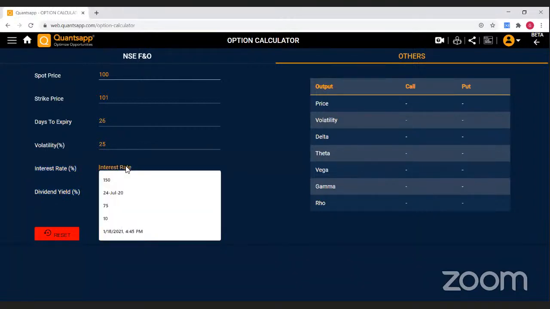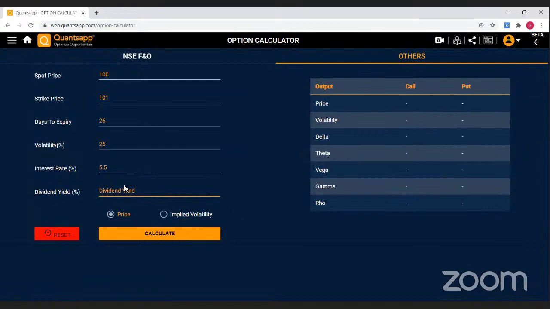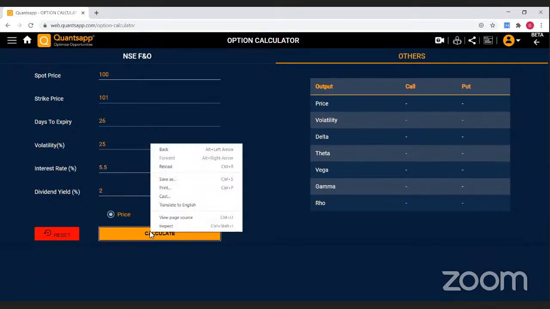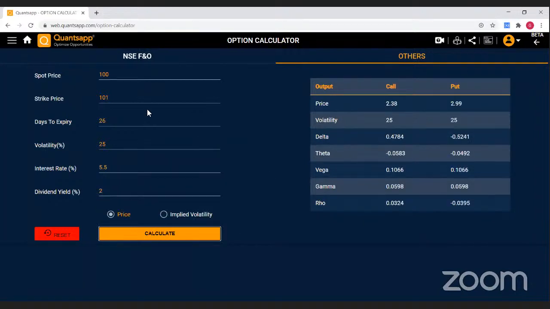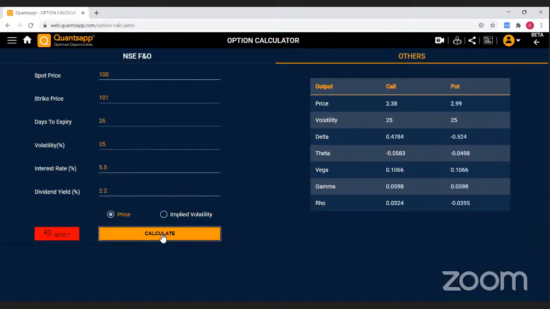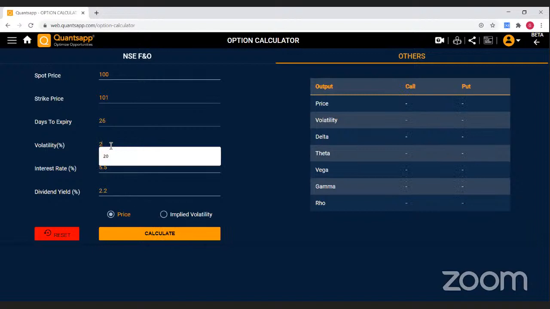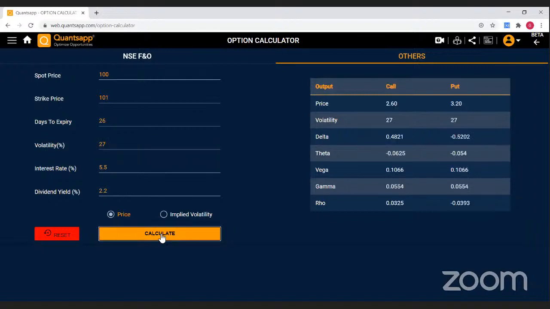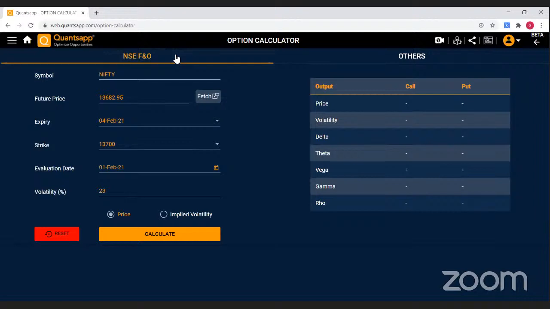So if I say the interest rate is, let's say as an example, 5.5% and the dividend yield is 2%, now we are going to calculate the option premium. If the dividend yield went to 2.2, how will the option premium change? If the volatility increased to 27, what could be the increase in the option premium? If the volatility declined to 22 from 25, what could be the call and put prices? These are the points the option calculator helps us look into.